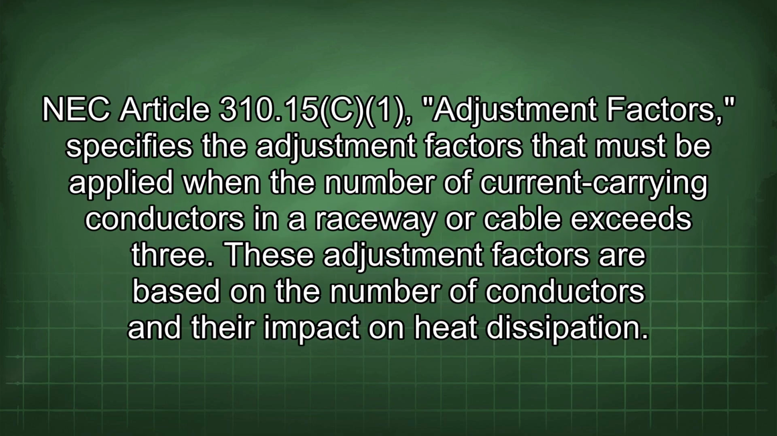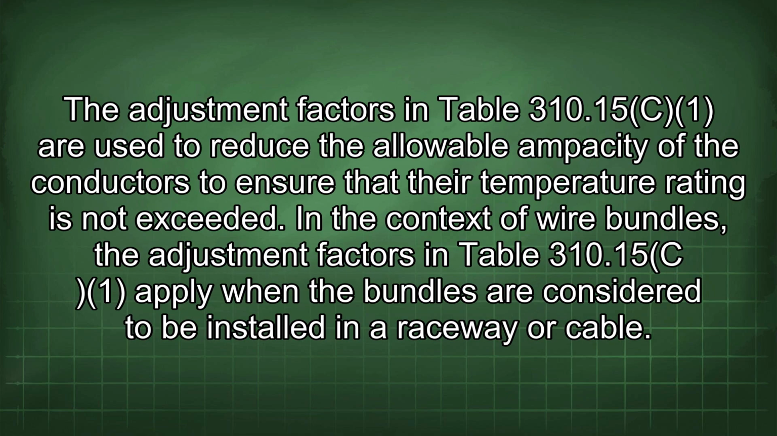NEC Article 310.15 adjustment factors specify the adjustments that must be applied when the number of current-carrying conductors in a raceway or cable exceeds 3. These adjustment factors are based on the number of conductors and their impact on heat dissipation. The adjustment factors in Table 310.15 are used to reduce the allowable ampacity of the conductors to ensure that their temperature rating is not exceeded.